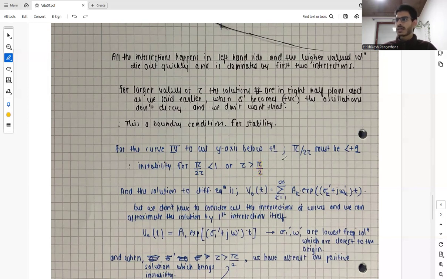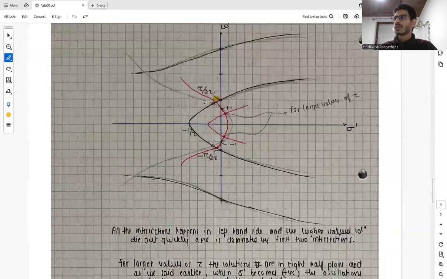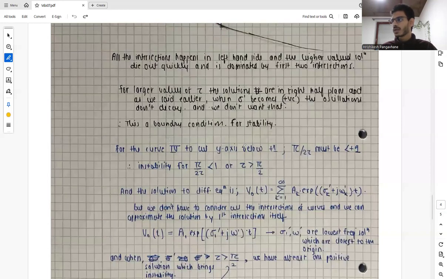instability occurs. And the solution to the differential equation, let's talk about the solution, is nothing but v naught of t equals summation of k equals 1 to infinity a_k times exponential of (sigma_k plus or minus j omega prime_k) times t. Why do I say plus or minus? Because along with the positive, we'll also get a negative solution as well, the mirror solution.